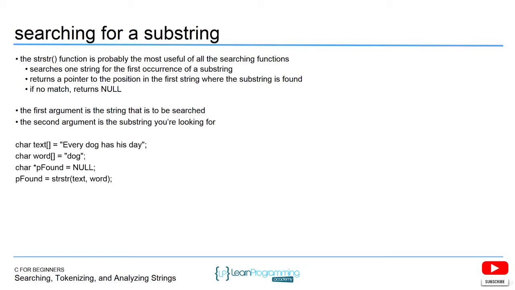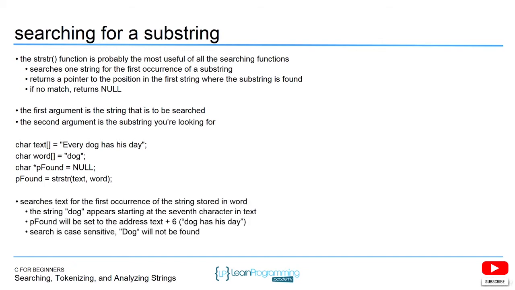So here's an example. It looks very similar to the other one, except instead of looking for a single character, we're looking for a word, a string. So we have word, which is equal to "dog", and we have text, which is "every dog has his day". We create our pointer again because this is what the function returns. When we call strstr, we pass in the text, the string that we want to look at, and then the second argument is the word that we want to look for inside that string. So it's going to search the text for the first occurrence of the string stored in word.